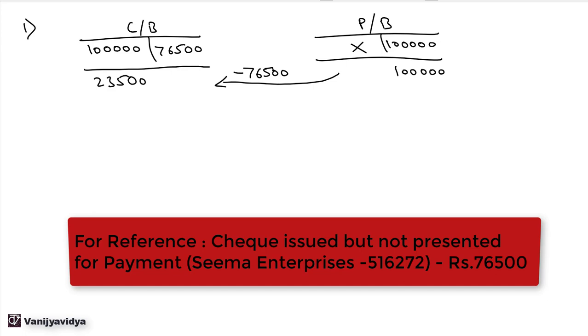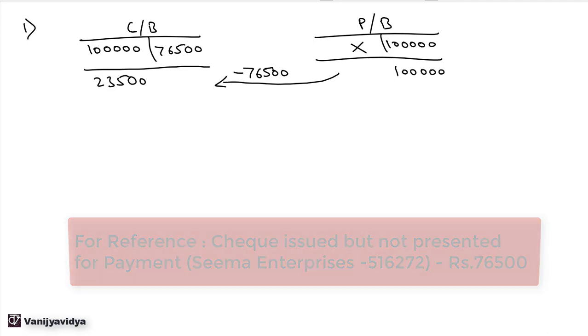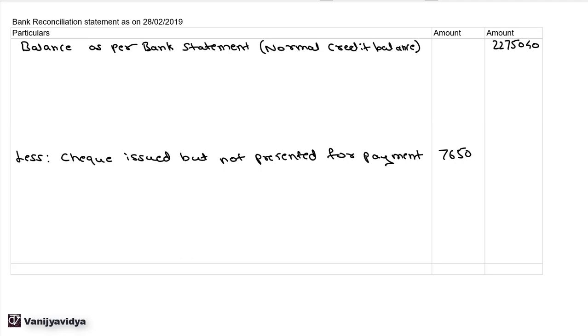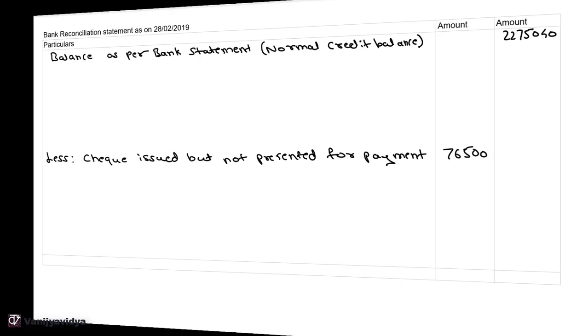In other words, when the check is issued, your cash book balance to that extent has reduced. But since the same is not recorded in the passbook, the balance in the passbook is greater as compared to the cash book to the extent of 76,500. Now since we are moving from passbook to cash book, we have to reduce the 76,500 in the bank reconciliation statement. Let's do this. Less: check issued but not presented for payment, 76,500.